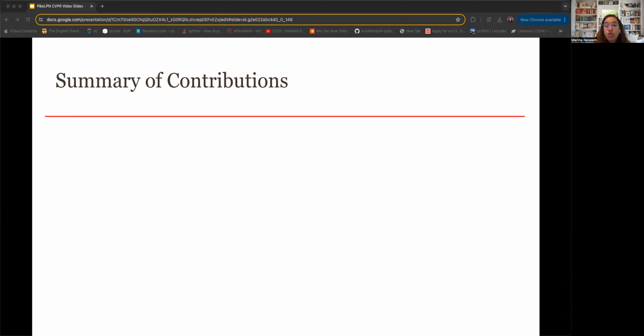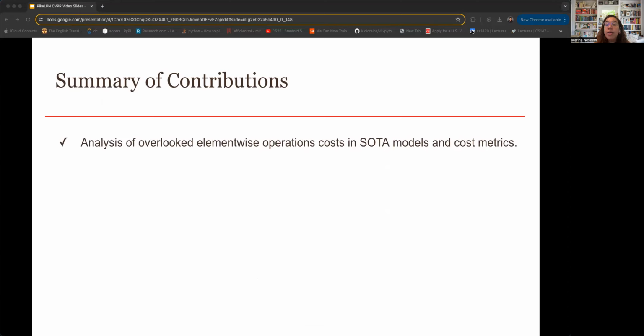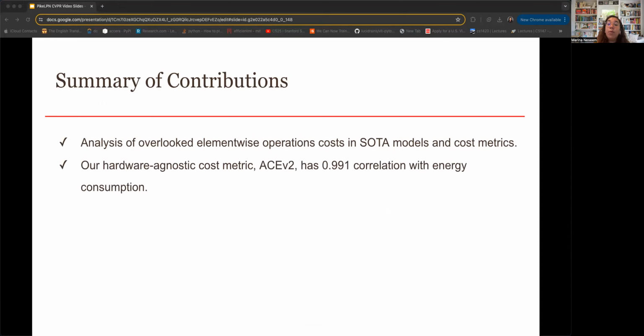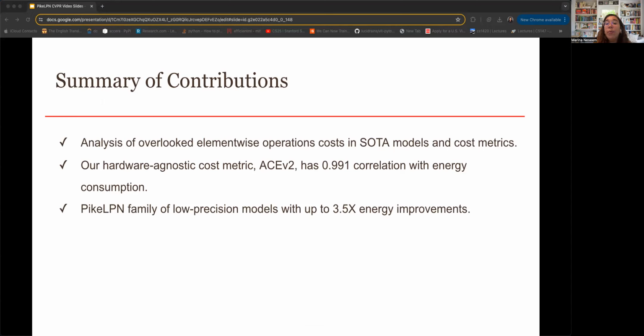So to summarize our contribution, we first analyzed the overlooked element-wise operation costs in state-of-the-art models and state-of-the-art cost metrics. And then we propose a novel hardware agnostic cost metric, ACE-V2, which has a 0.99 correlation with energy consumption. And finally, we propose PikeLPN family of low precision models with up to 3.5x energy improvement compared to state-of-the-art binary models.